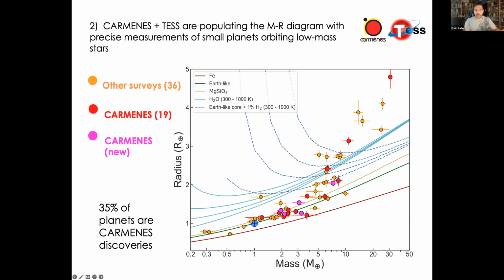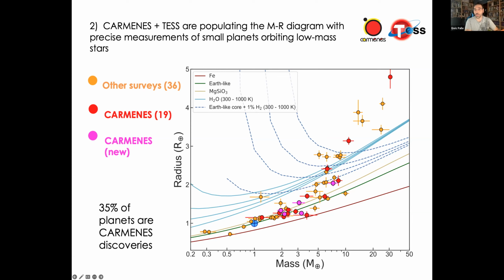I'm not going to show individual results because I have only 4 minutes, so I'm just going to give you this slide where we show the number of known planets around M dwarfs. And you can see that CARMENES has discovered every 3 planets, 35% of the known planets that transit around M dwarfs have had their masses measured by CARMENES.